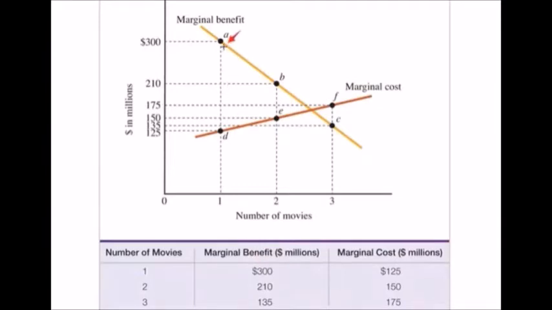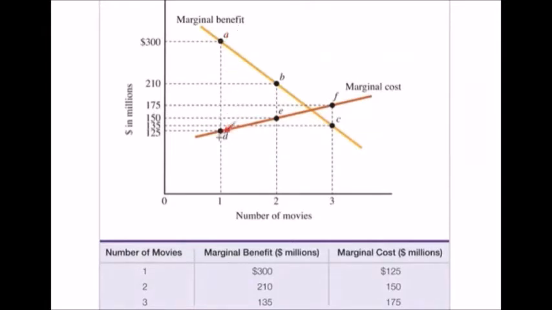So when we compare the marginal benefit of $300 million to the marginal cost of $125 million, the marginal principle says as long as the marginal benefit is greater than the marginal cost, you should do more of that activity. In this example, we've got a marginal benefit of $300 million, marginal cost of $125 million, and in essence that's going to earn you a profit of $175 million. So it appears that's a good idea, and according to the marginal principle it is.